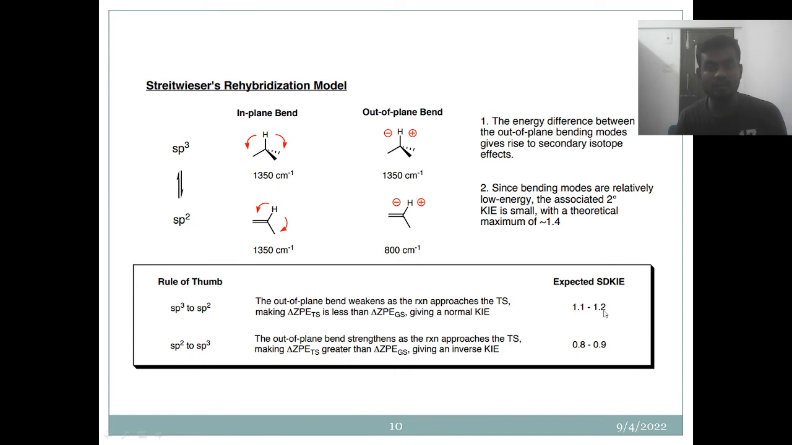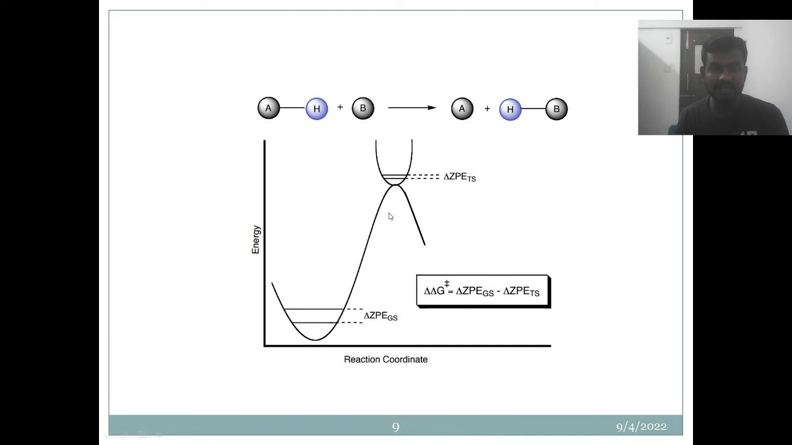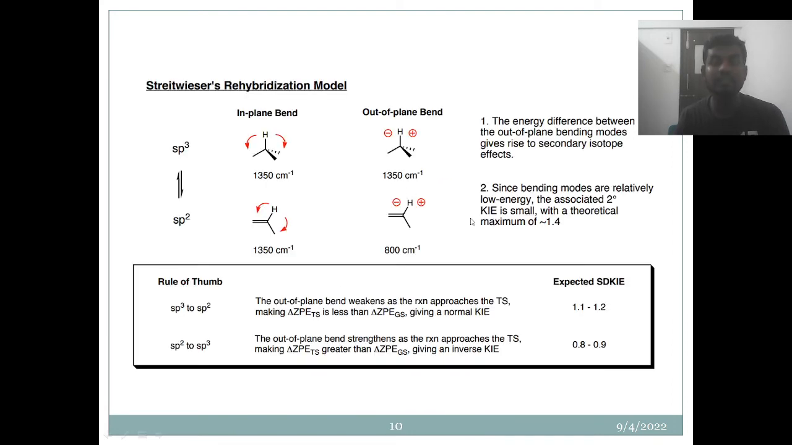Why is the number small? Because the CH bond is not breaking in the rate determining step. Again, if we have a situation where the zero point energy of the ground state is large and the TS is low, we will expect a normal kinetic isotope effect. This situation can also become inverse, meaning the value can be lower than 1. When moving from sp2 to sp3, the situation is just the opposite.